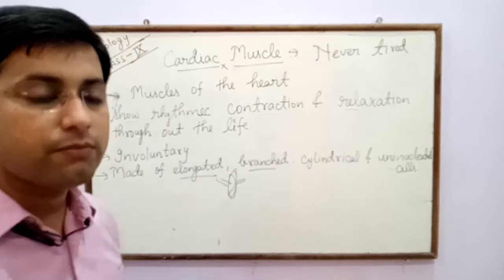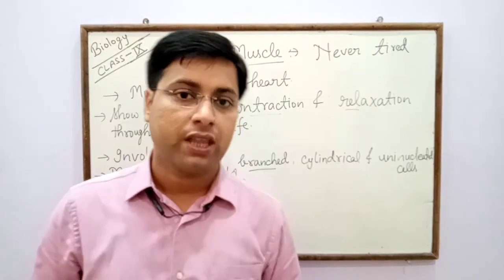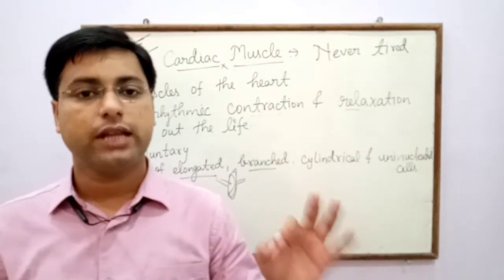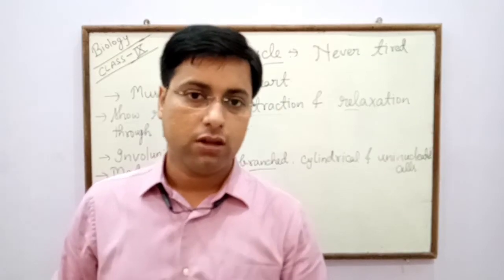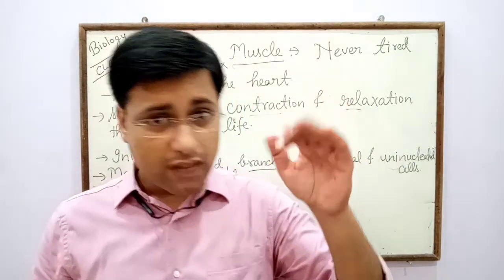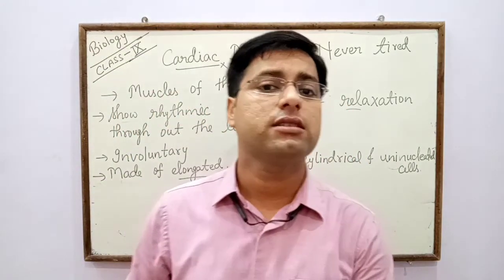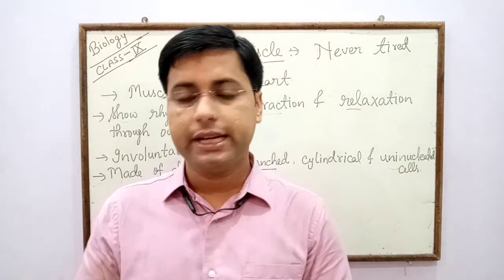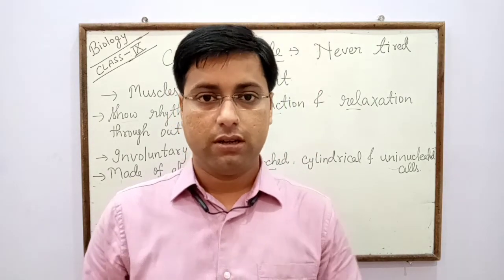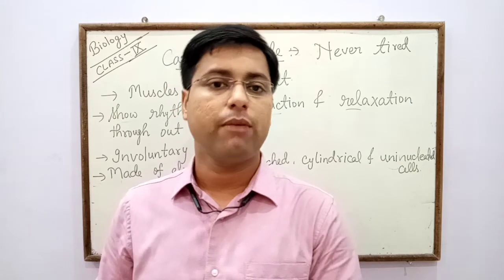So in muscular tissue there are three types, that is skeletal muscle, after that smooth muscle, and last is cardiac muscle. Now in the next video we will discuss nervous tissue, means about the neuron.